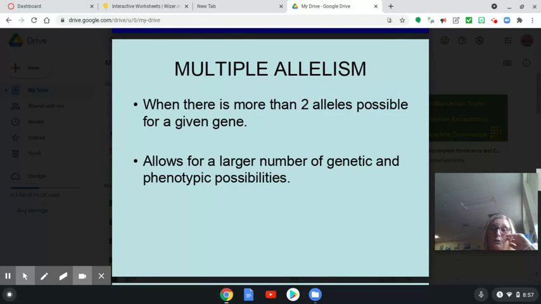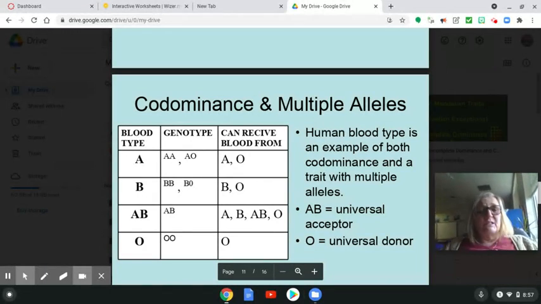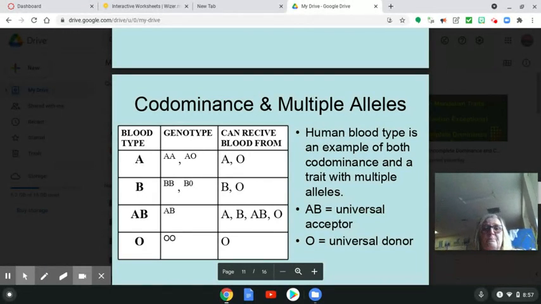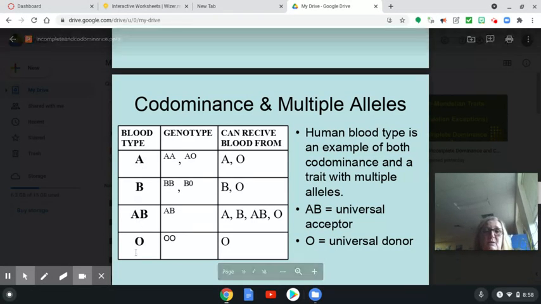multiple alleles. When there are more than two alleles possible for a given gene, this allows for a larger number of genetic phenotype possibilities. And let's think about blood types with this. We talked a little bit about blood typing when we talked about the cardiovascular system, when we talked about human body systems. So we have four blood types, A, B, AB, and O.